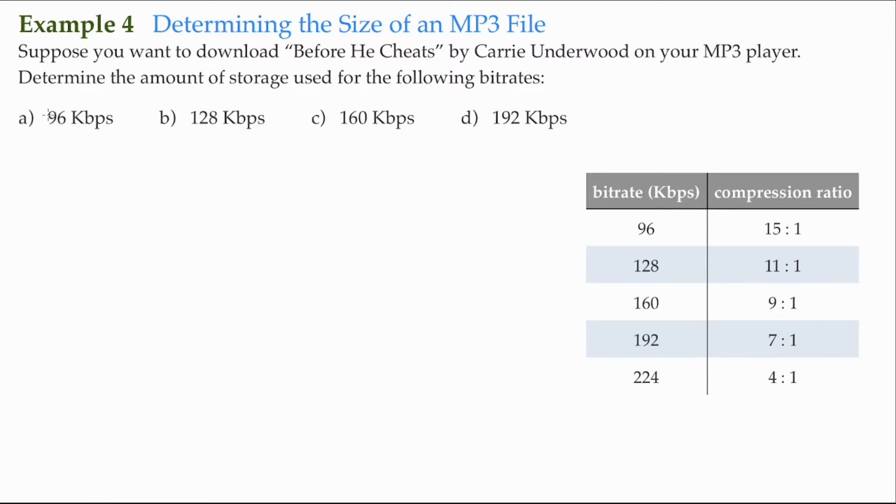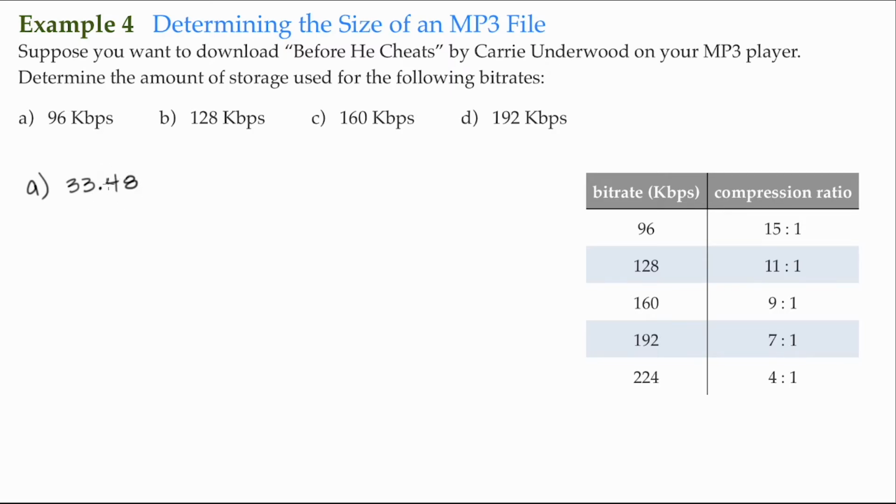So for A, we have 96 kilobits per second. So 96 kilobits per second has a compression ratio, and this is read as 15:1. Now, in an earlier example, we determined that if Before He Cheats is recorded at CD quality, it would use up 33.48 megabytes of data.